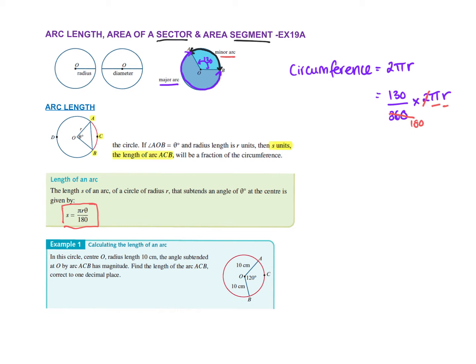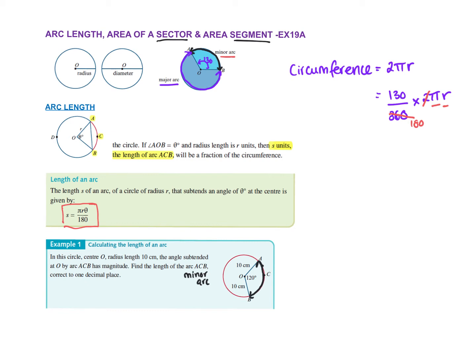So if we look at this example here, it says find the length of the arc ACB. They're just showing you going through that way. If they didn't say that, you might go backwards and go the other way. So they really want ACB, which is the minor arc, because it's the smaller one.